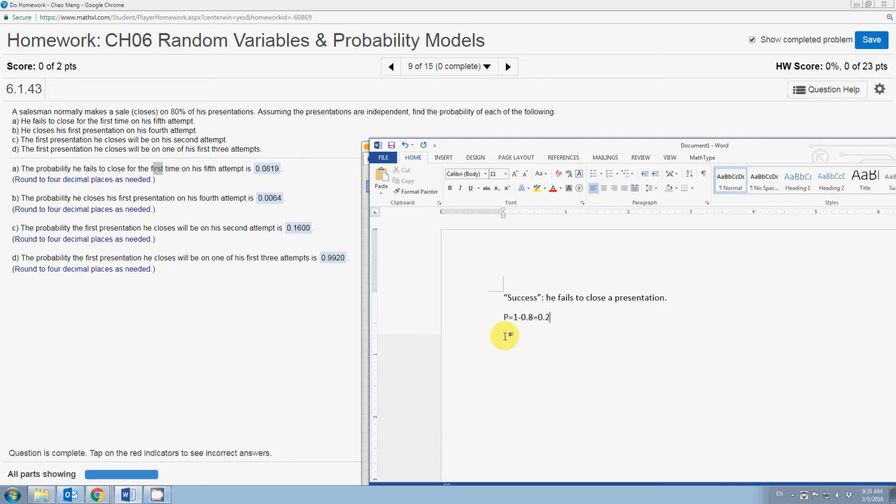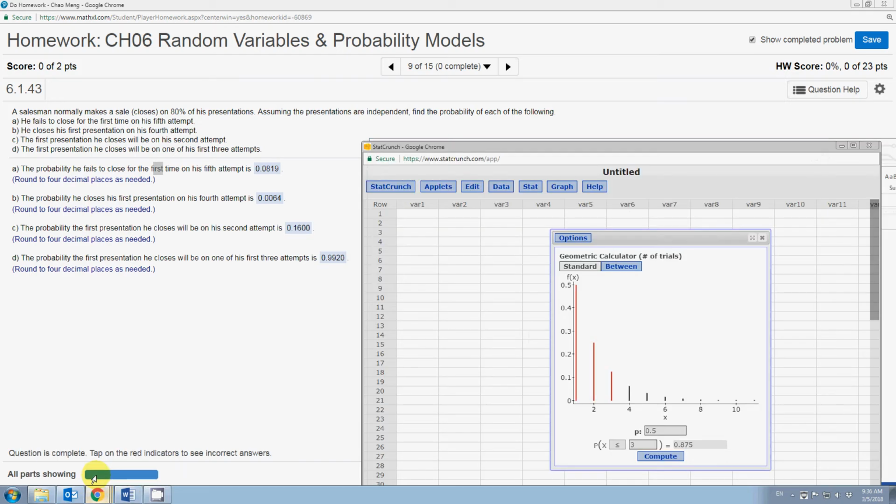Then what is the probability that we want to calculate? He fails to close for the first time on his 5th attempt. So the number of trials is 5. That means he has to try 5 times to see the first success. This is the probability we want to calculate. Let's go back to StatCrunch. The P is 0.2, and the probability that he has to try 5 times to see the first success is equal to 0.081819. Okay, this is the first one.